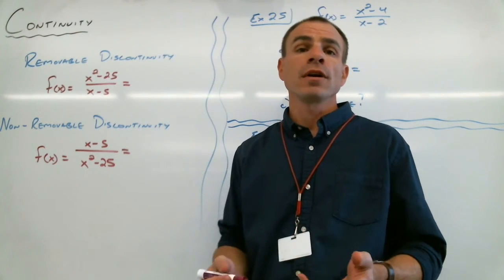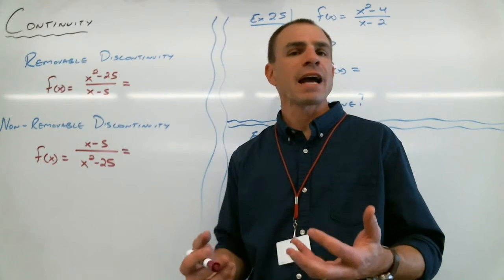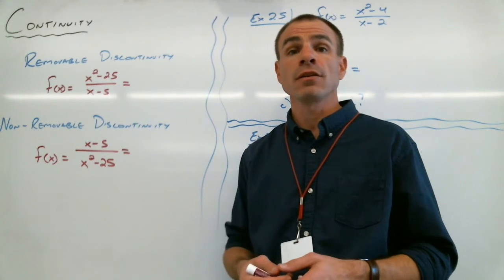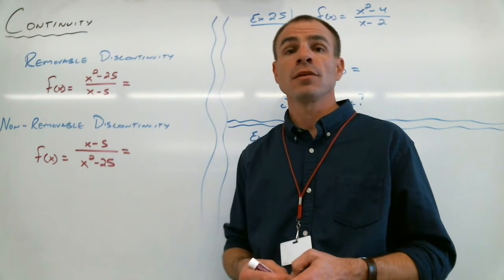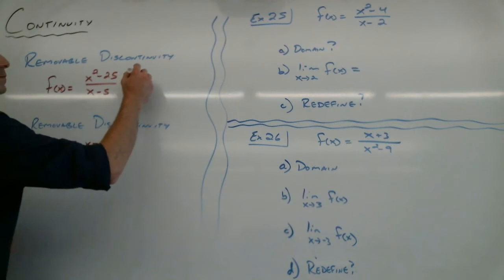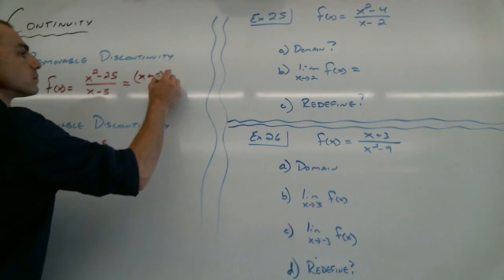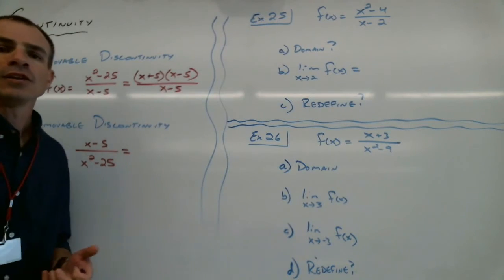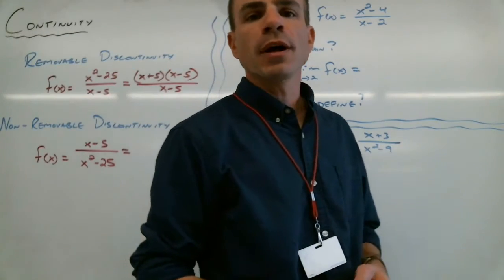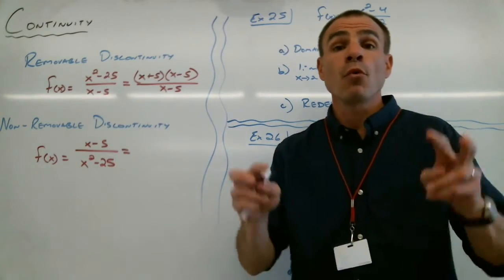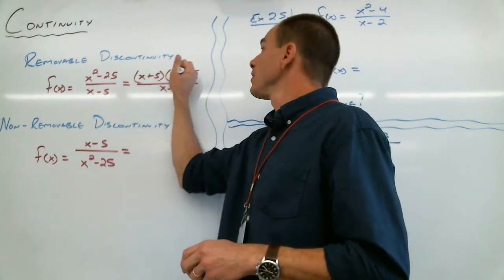Okay. However, if we look at the numerator, we could actually factor that numerator. That numerator, x squared minus 25, can be factored into x plus 5 times x minus 5. We learned that back in algebra. So let's do that. In doing so, we now notice there's an x minus 5 in both the numerator and the denominator. And therefore, we can cancel them, or we can remove the discontinuity.